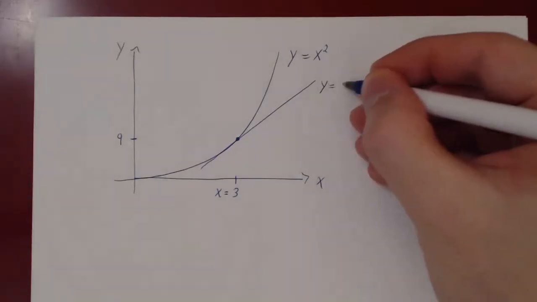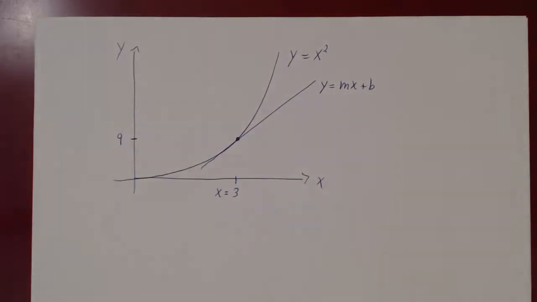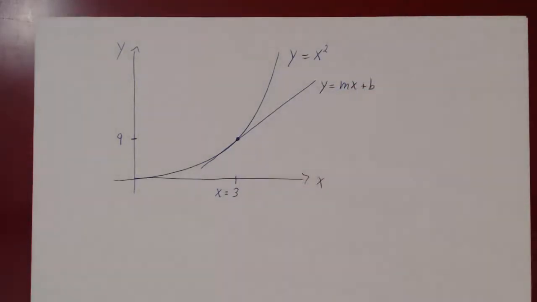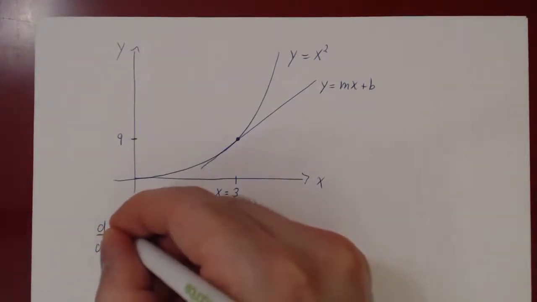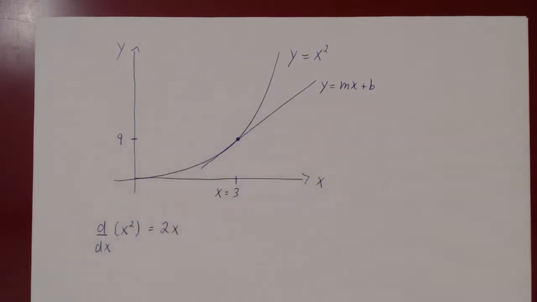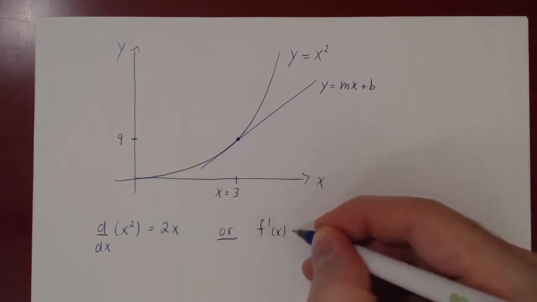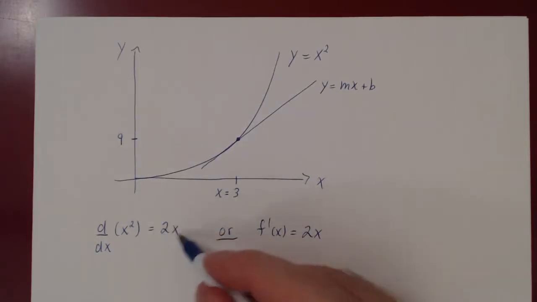So the equation of a line is y equals mx plus b. Okay, so, well, what do we know? Well, we know that the slope of this line is the derivative, right? So recall, the derivative, d over dx of x squared, is simply 2x. Or if you prefer, you can write f prime of x equals 2x. So this is the slope of the tangent line at any given value of x.